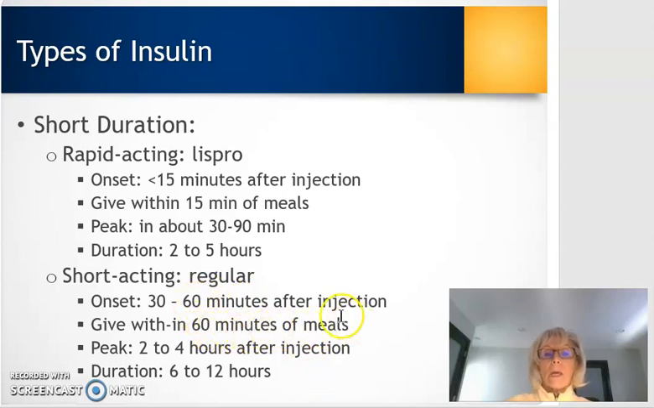Regular insulin has a little bit longer onset of action, 30 to 60 minutes, and you need to provide meals for that patient in that 60-minute window. Otherwise, the patient is going to have problems with hypoglycemia. Again, you can see that it peaks in 2 to 4 hours, but it can last up to 6 to 12 hours. Those are important things, and that's what distinguishes those types of insulins.